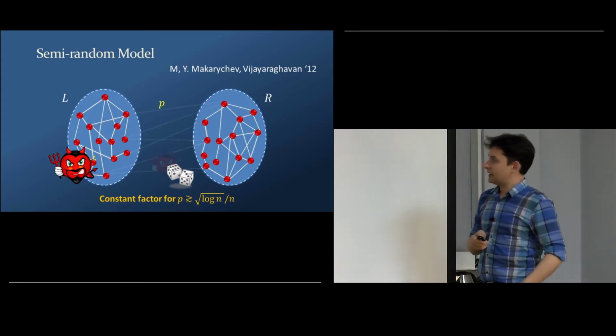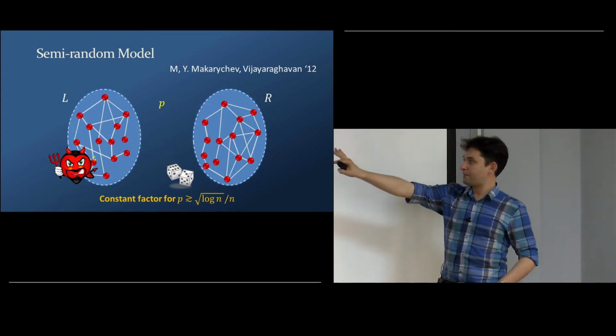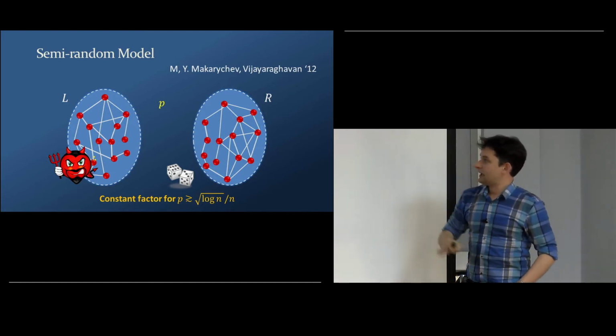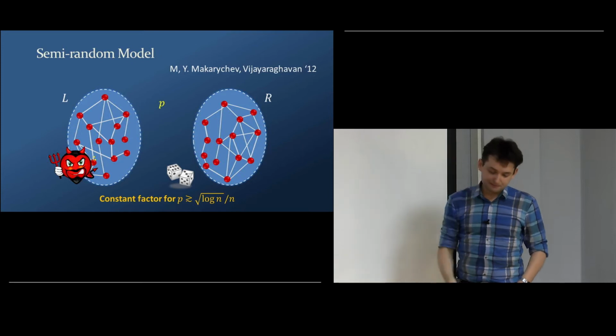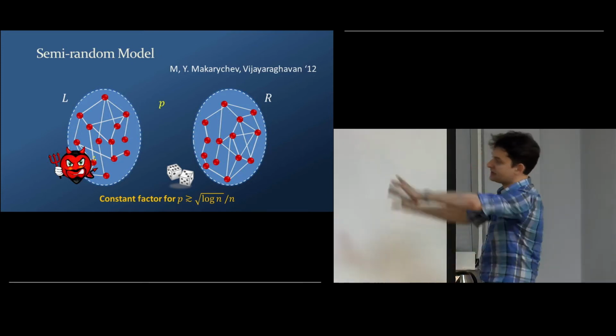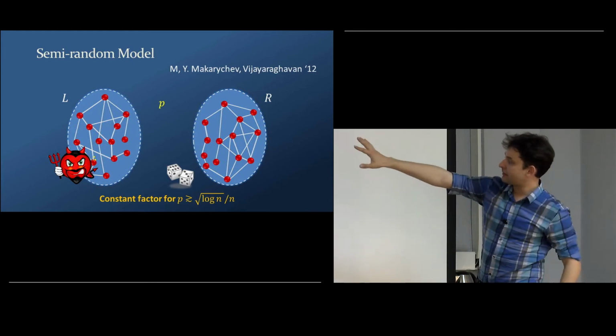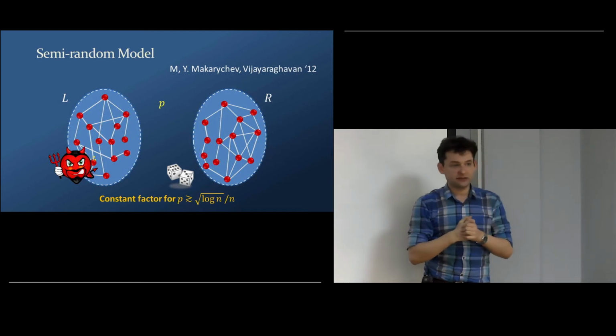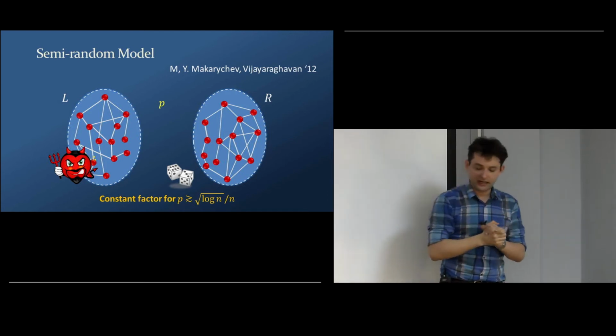We start also with two sets, L and R. Both sets are on n vertices. And then we invite an adversary that sets arbitrary graphs in L and R. So the graphs L and R are completely adversarial. They can be just arbitrary graphs.